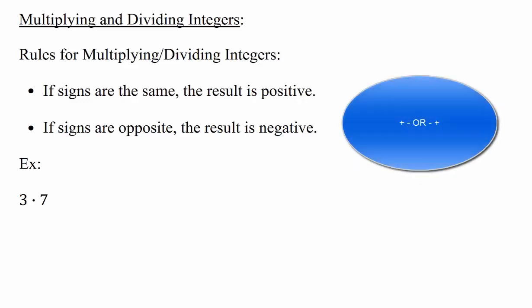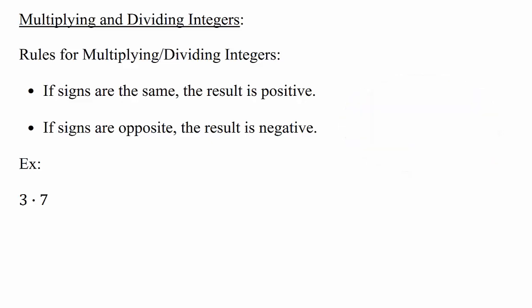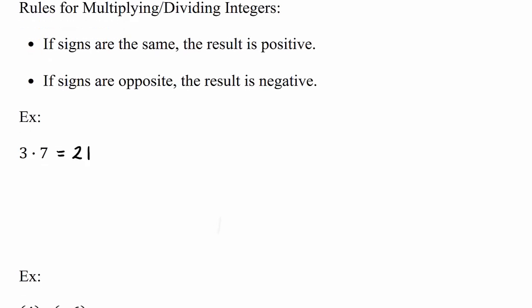If the two signs of the numbers that you are multiplying or dividing are opposite, so one's positive and one's negative, then your result will be negative. So if we look at this first example, 3 times 7, we know that that result is 21. But if we now use what we have just learned above with the rules for integers, both 3 and 7 have hidden positive signs here that we don't write, and therefore those two signs are the same, therefore this result is positive.